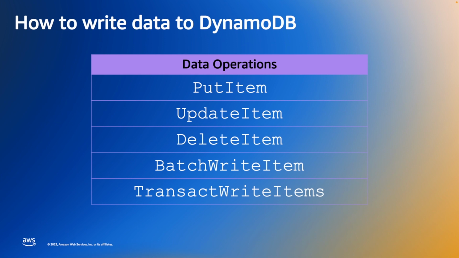Now, transact write items is pretty cool. So it's a transaction API. So you can do operations on up to 100 items in a single atomic operation. All will succeed or all will fail.